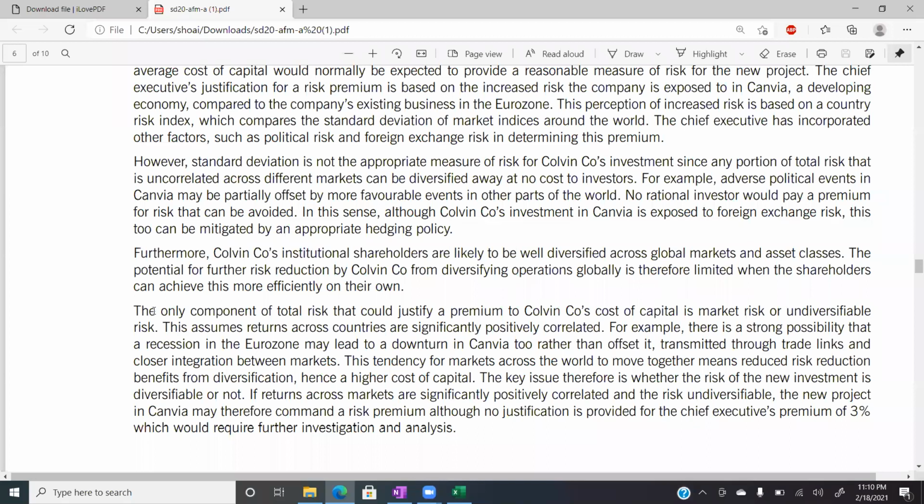Okay, the last part: the only component of the total risk that could justify a premium to Canvia Company's cost of capital is market risk or undiversifiable risk. This assumes returns across countries are significantly positively correlated. For example, there is a strong possibility that a recession in the Eurozone may lead to a downturn in Canvia too, rather than offset it. So what is the explanation of this paragraph?